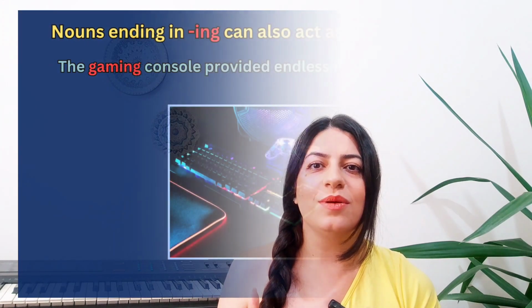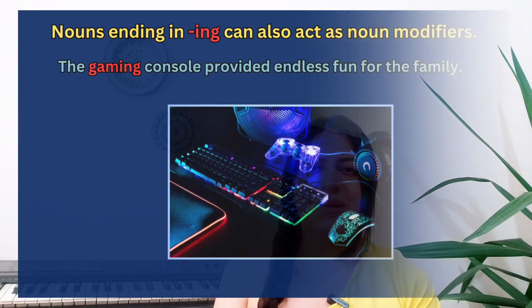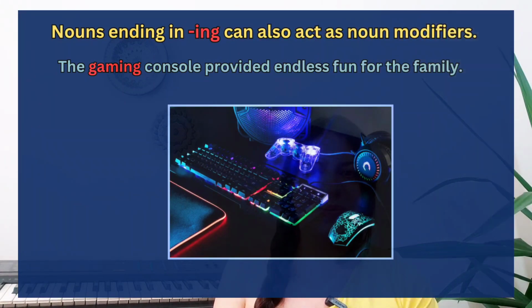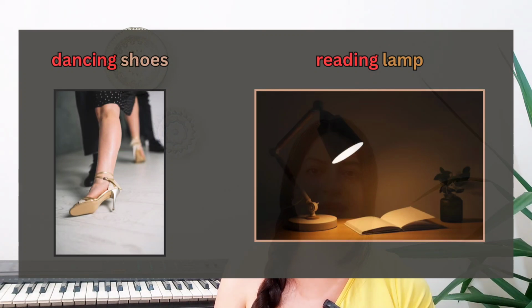Last but not least, nouns ending in -ing can also act as noun modifiers. Take the example of a gaming console. "The gaming console provided endless fun for the family." Gaming is a noun ending in -ing, used as a noun modifier to describe the type of console. We can find similar examples like dancing shoes and reading lamp.